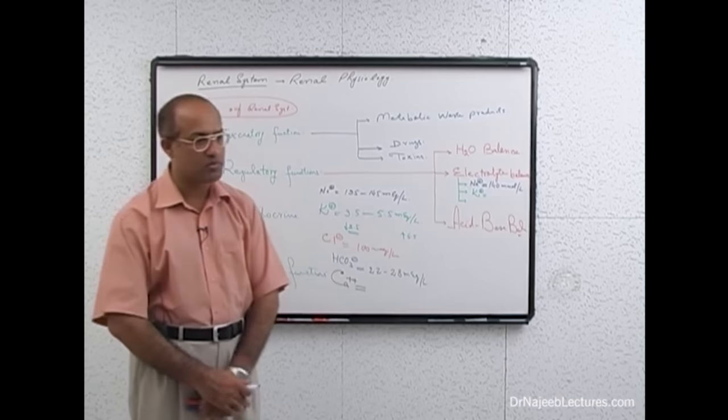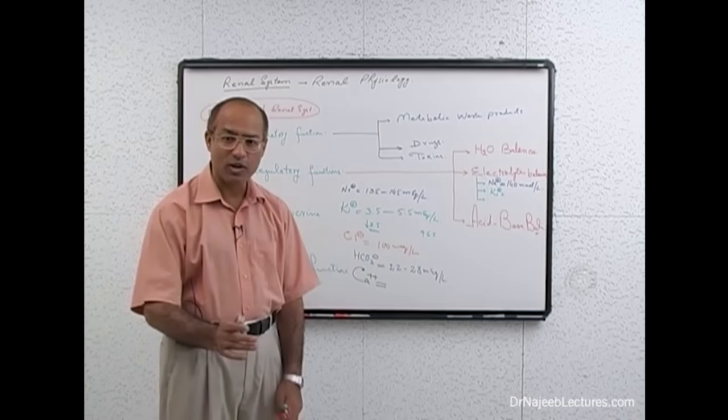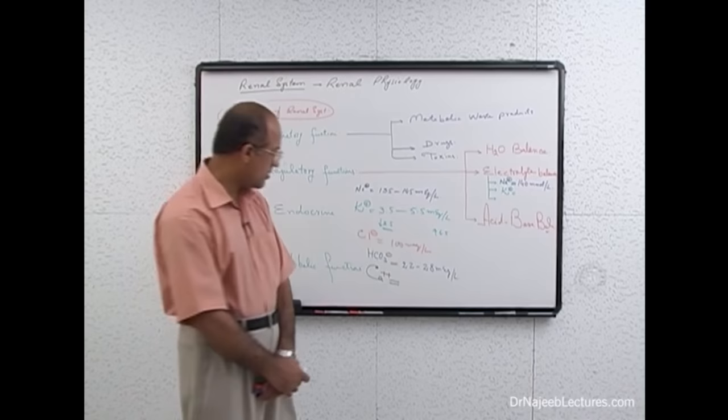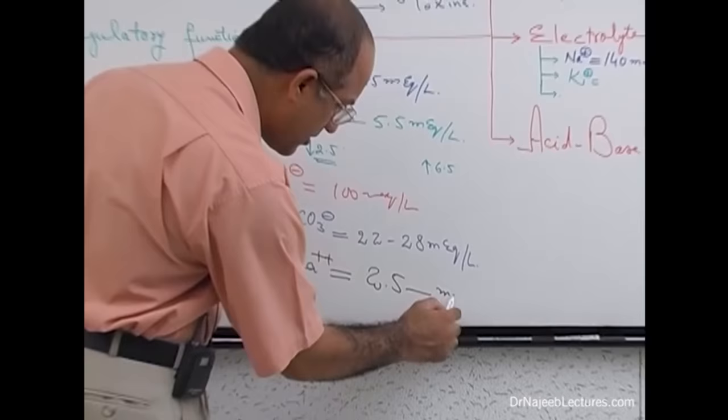But what is the normal level of calcium in the blood? Because very soon we'll leave renal physiology and go to renal pathology, then we'll talk about how these electrolytes are disturbed. So it's good at this point that we know the normal level of calcium. About 2.5 millimole per liter, approximately.